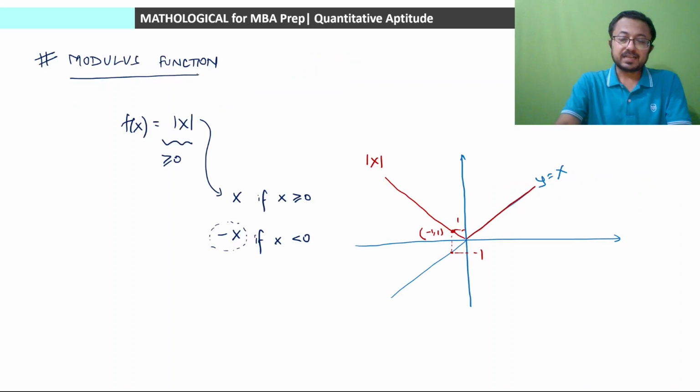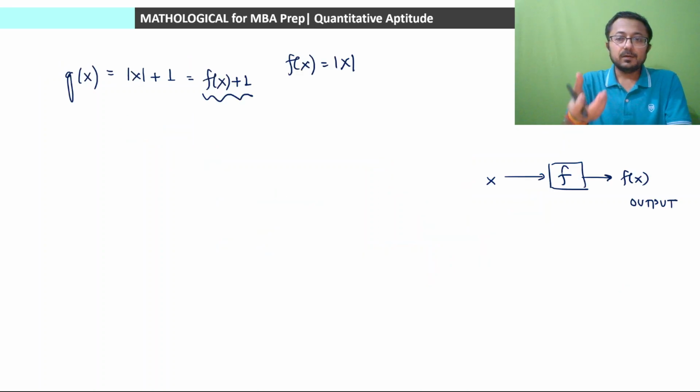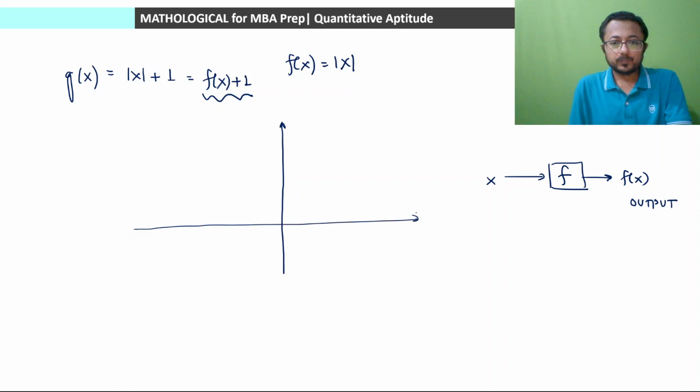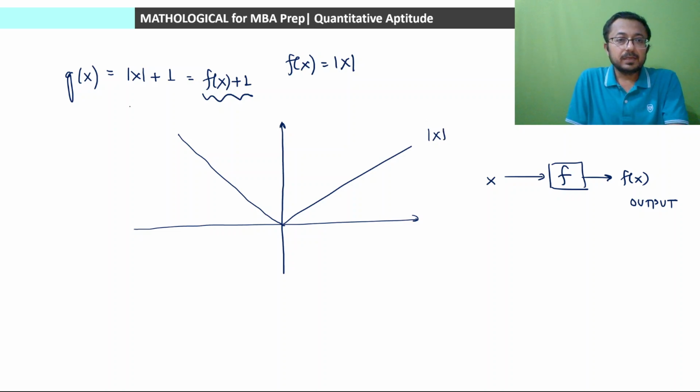So f of x का हमारा graph was this mod of x graph. So we are adding 1 to that output. So our new graph will be 1 above the initial graph of mod of x. This is the graph of mod of x. So f of x plus 1, or basically mod of x plus 1, in case of mod of x plus 1, we are adding 1 to all the values of mod of x.